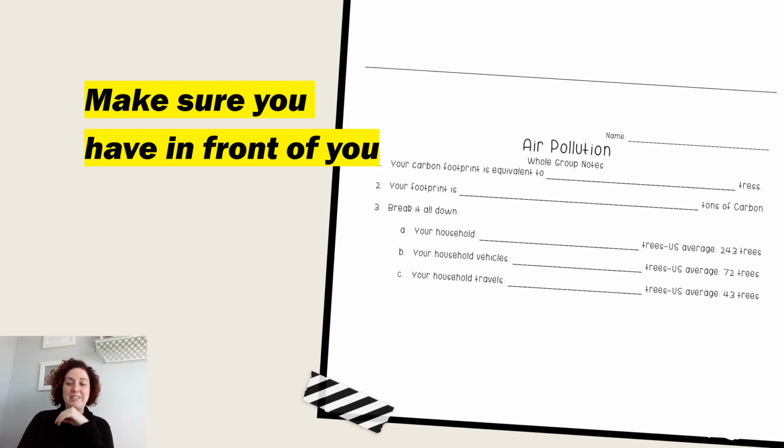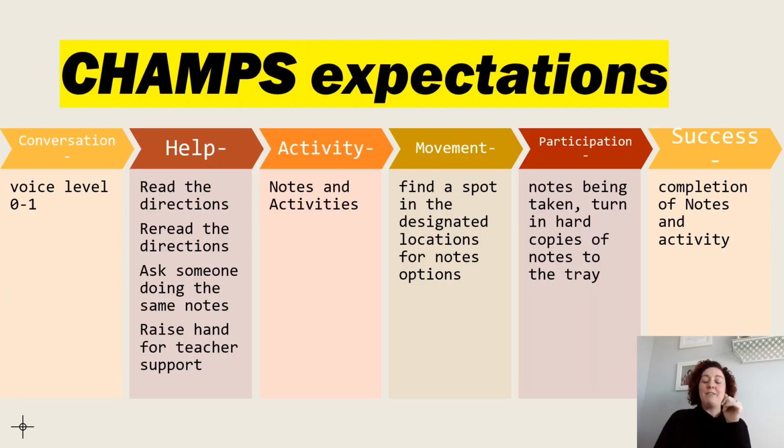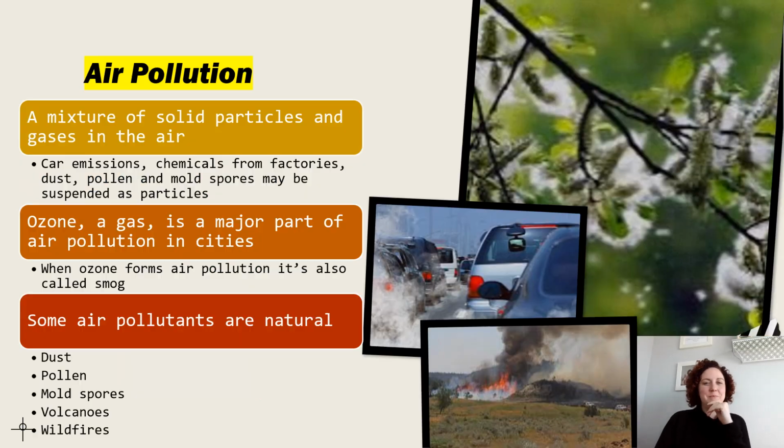Now, whole group is a little bit different today versus most other days. For whole group, you are going to do this activity independently. I'll give you time in class, but you will click on the link that I provided you in Schoology, and it'll take you to a page that looks like this, your carbon footprint calculator. If you're not in class viewing this or walking through it with me, there is a how-to video that I have placed within the folder for you. After you're done with that activity, remember your CHAMPS expectations, and we'll move on if you're ready for the PowerPoint notes.